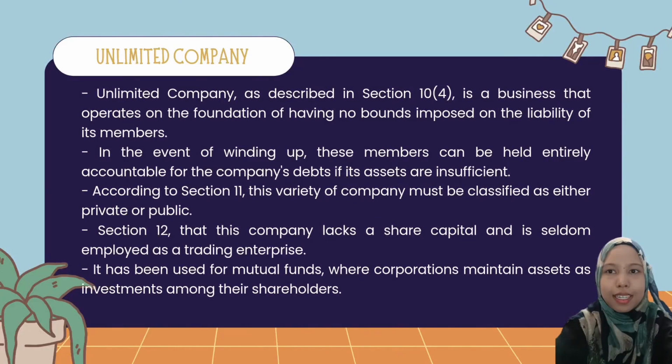Lastly, an unlimited company, as described in Section 10, is a business that operates on the foundation of having no fund limits on the liability of its members. Next, in the event of winding up, a member can be held entirely accountable for the company debt if its assets are insufficient. According to Section 11, this variety of company must be classified as either private or public.